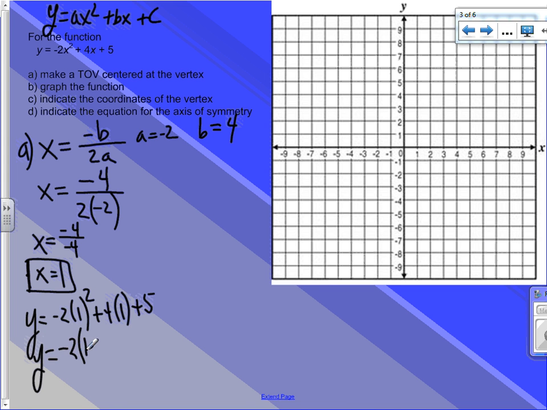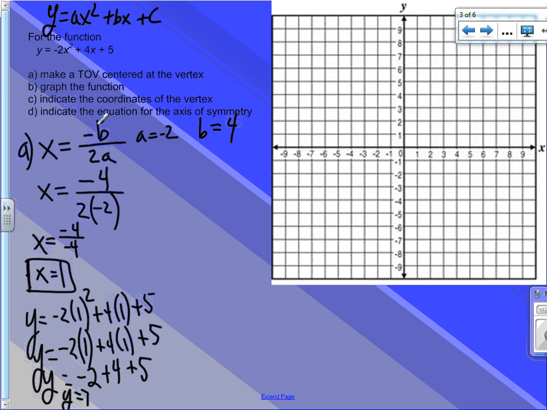I square 1, that gives me 1. -2 times 1 is -2. 4 times 1 is +4. If I combine all of this together, I get -2 plus 4 plus 5, so I get y is 7. All right, what are the coordinates of our vertex?